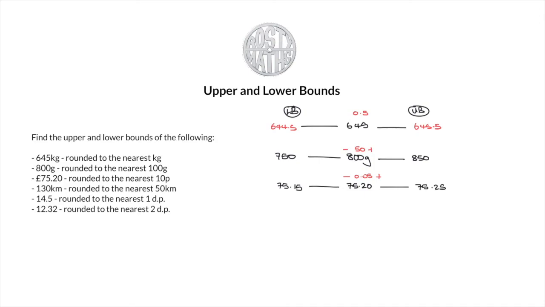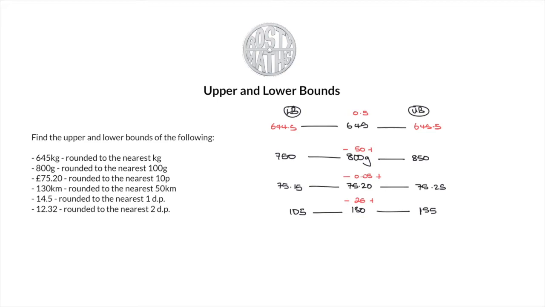130 kilometers. So we got 130 kilometers there. We want the upper bound and the lower bound. What has it been rounded to? It's been rounded to the nearest 50 kilometers. Half of 50 is 25 kilometers. So 25, you add that on, you subtract that off there. So the upper bound is 155 kilometers there. And the lower bound is 105 kilometers there. And just like that, that is pretty much done. Okay, last two then, and these ones are a little bit weird.